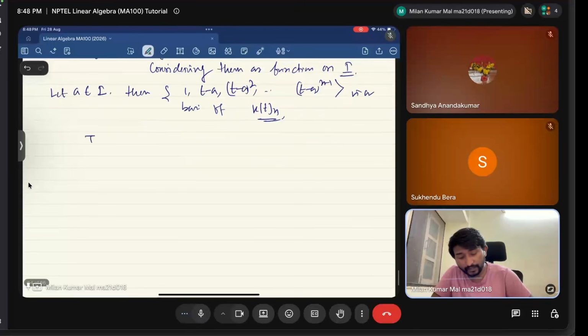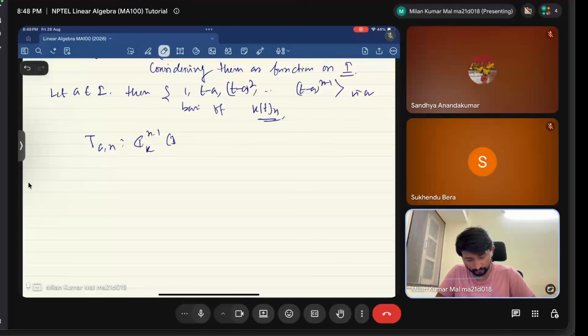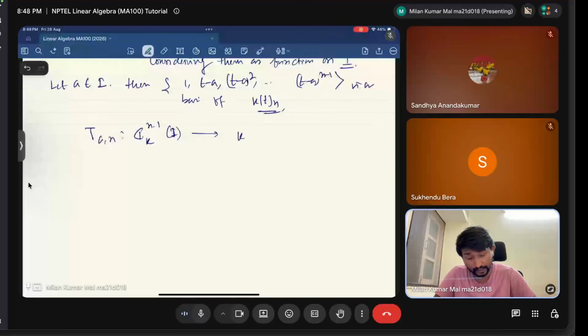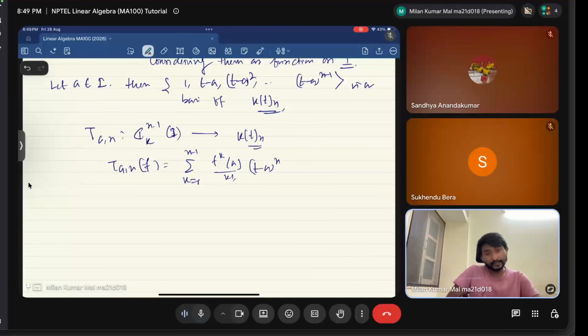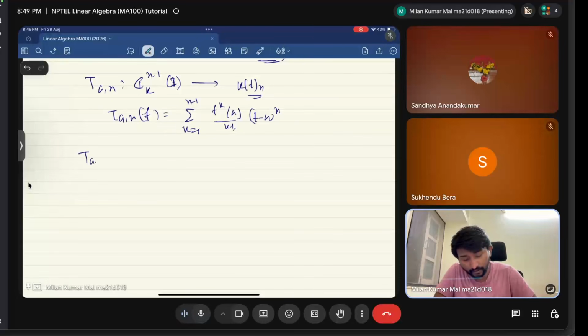This is the basis. So the map T_a^n, from C^{n-1}(I, K) to K[t]_n, sends every function f to its Taylor polynomial, that is, the sum for k equals 0 to n minus 1 of f^(k)(a) by k factorial times (t minus a) to the power k. So the question is, is it linear or not? It is linear. Why is it linear? Consider T_a^n of cf plus g.